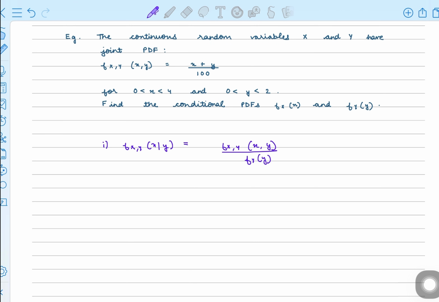The two important components of this include the joint PDF as well as the marginal PDF. We've calculated both above, so now we just insert them here. This gives us our final answer.